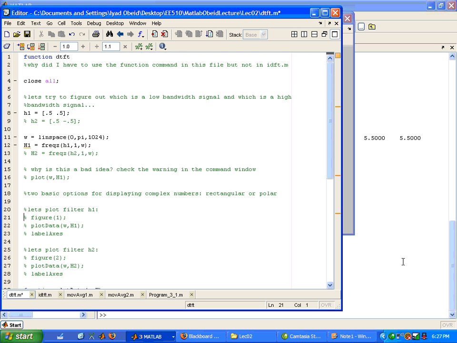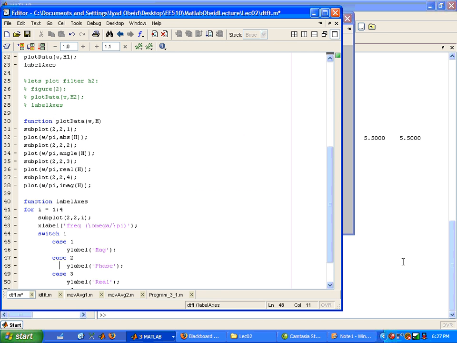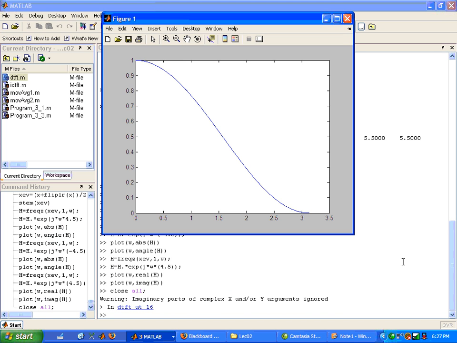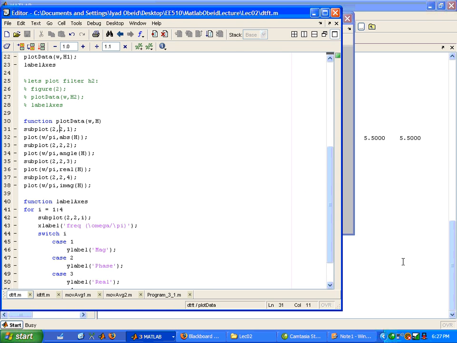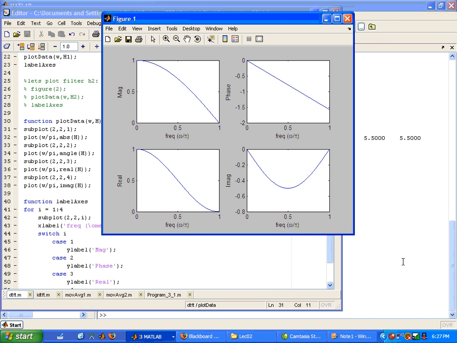So let's plot it. I made a little function to do the plotting for me. So in other words, I send my omega and my h1 to a function which I call plot data. And plot data is essentially going to create four subplots for me. I'm going to get the magnitude and phase in one row, and then the real and imaginary parts in the other row. So, let's run this. All right.